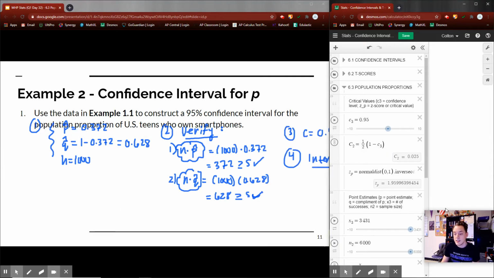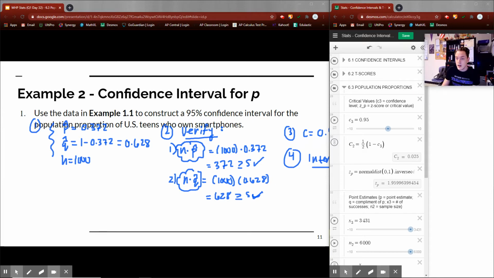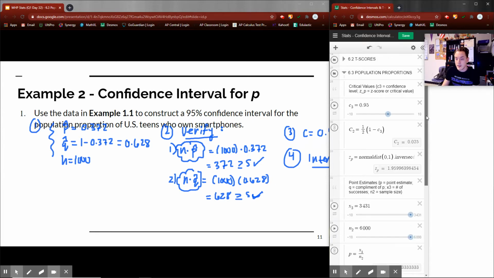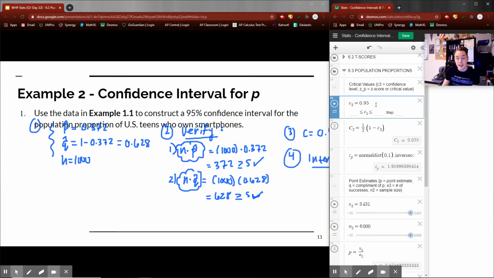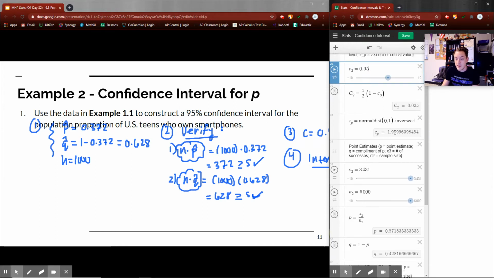Okay, so this is my 6.3 calculator. Very, very similar indeed. Nothing's really changing too much with that. I do need to change these values, so that's 95, good deal. And then I go down, and that is how I find my Z critical value. Exact same thing as it was before, guys. So nothing's changing there.